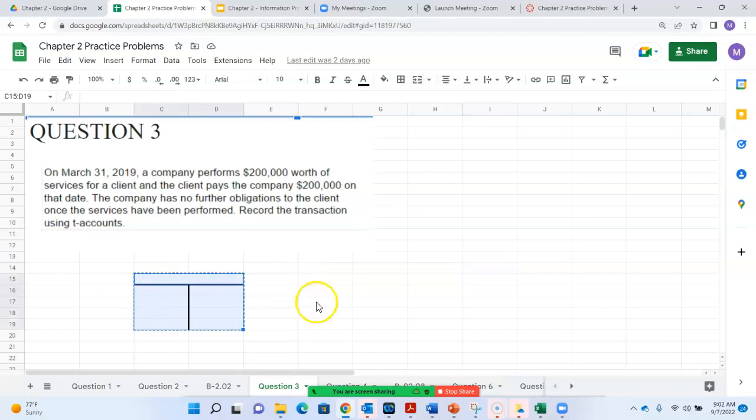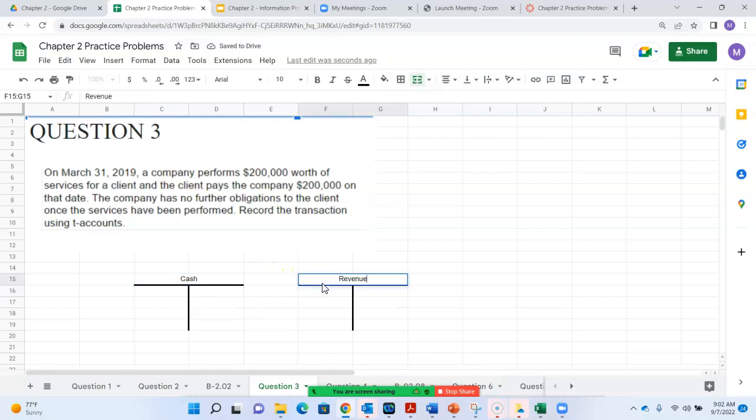Notice that anytime we record a transaction, 2 accounts will be impacted. So we have 2 T accounts. What do we think? The company performs $200,000 worth of services and the client pays them that $200,000 on that date. So the 2 accounts that are going to be impacted are the cash account and our revenue account, or you might see it as service revenue. Cash is an asset. It is going up for the business. If we want to increase an asset, we debit that account. So $200,000. To offset this debit, we need a corresponding credit, which checks out.